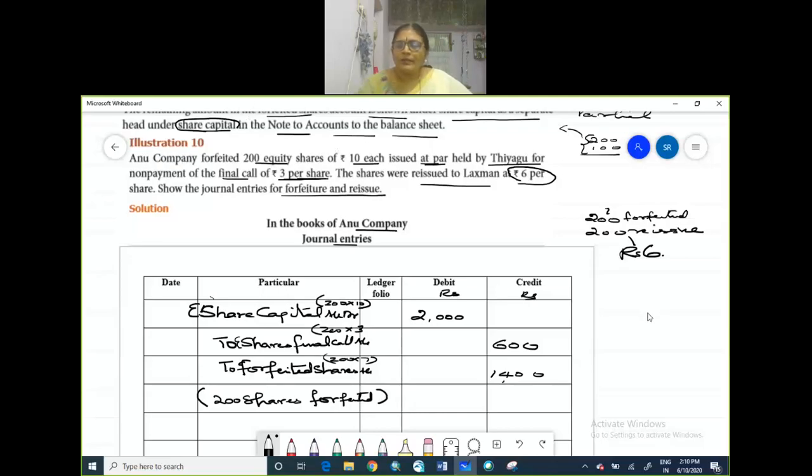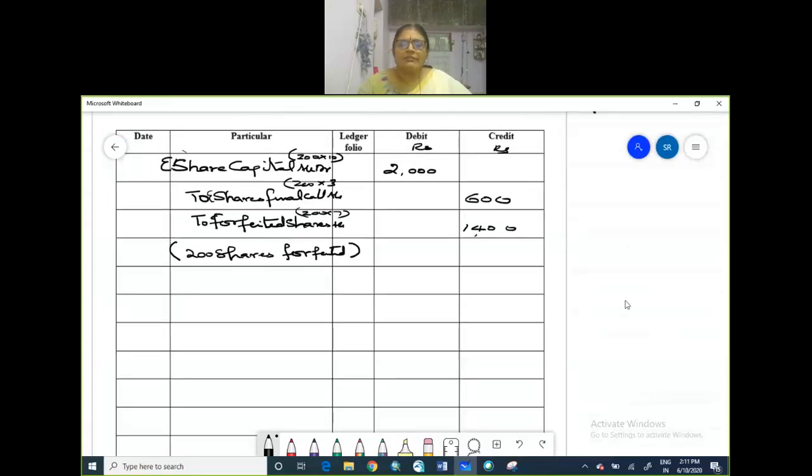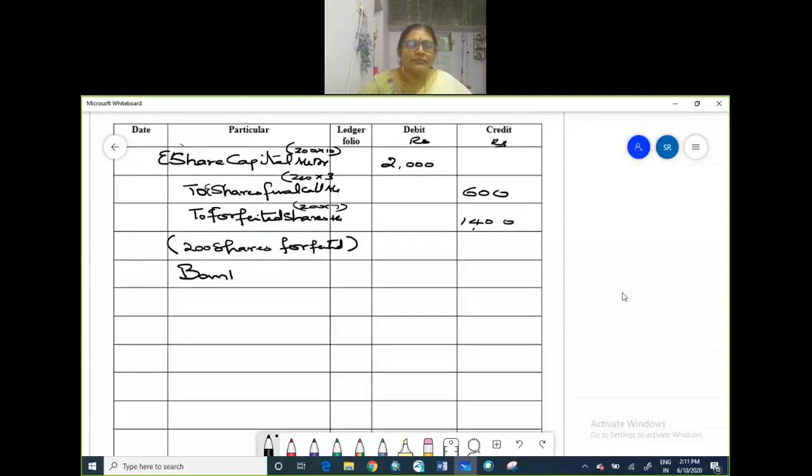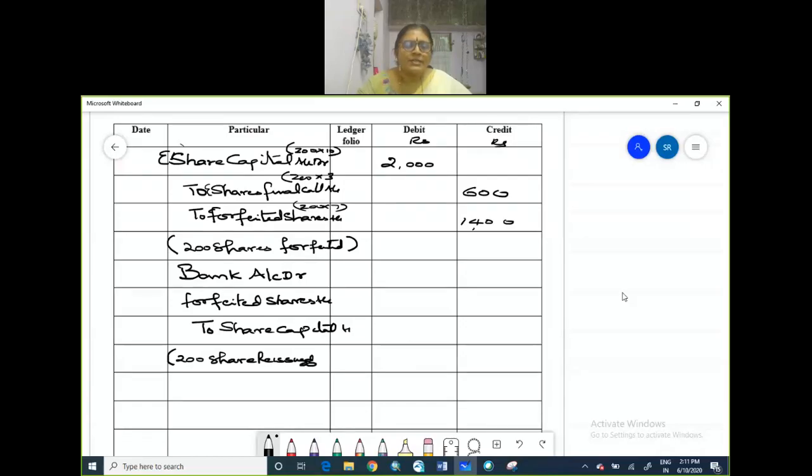Now let us go down and pass the journal entry for reissue. So when the shares are reissued, what is coming in? Of course, money is coming in. When you forfeited, you took the shares back. Now you're reissuing, you're going to get the money back. So maybe when you're reissuing, you're not reissuing at the same amount, so there might be a loss. So forfeited shares account debit to share capital account. Being all the 200 shares reissued at rupees 6.